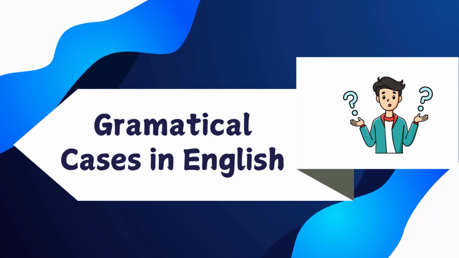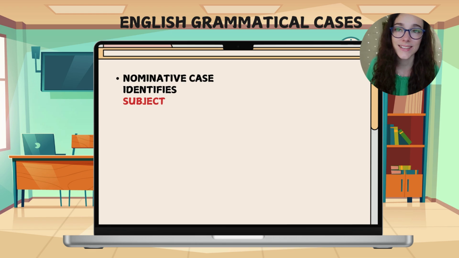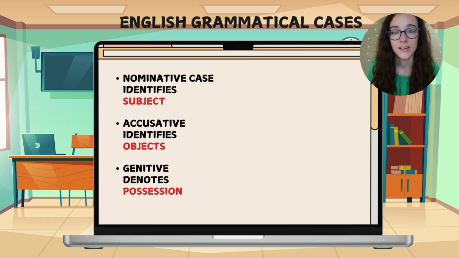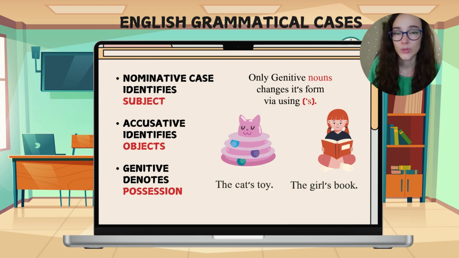If English has cases, then what do they look like? Okay, now let's look at how grammatical cases look in English. In English, there are three grammatical cases: the nominative case, that identifies the subject, the performer of an action; the accusative case, which denotes the object, the person or thing receiving an action; and the genitive case, which indicates possession, and it's also the only case in English where the noun visibly changes by using the apostrophe s, for example, the cat's toy or the girl's book.